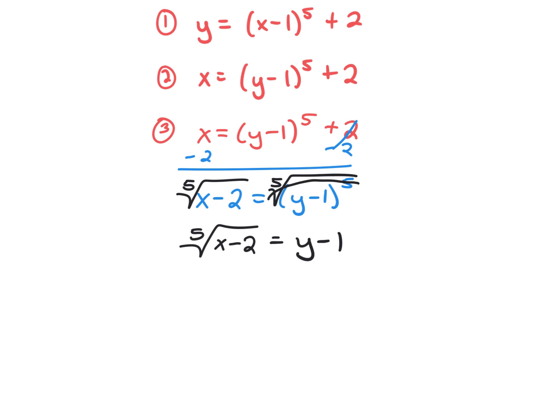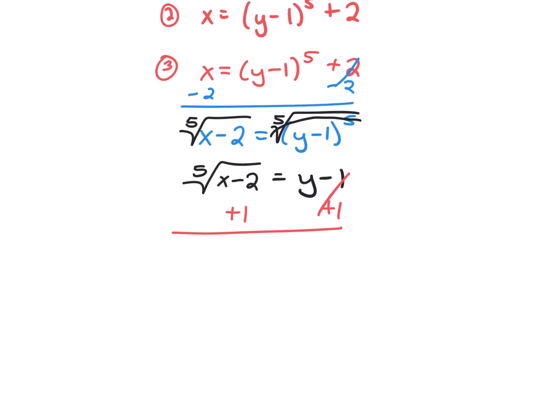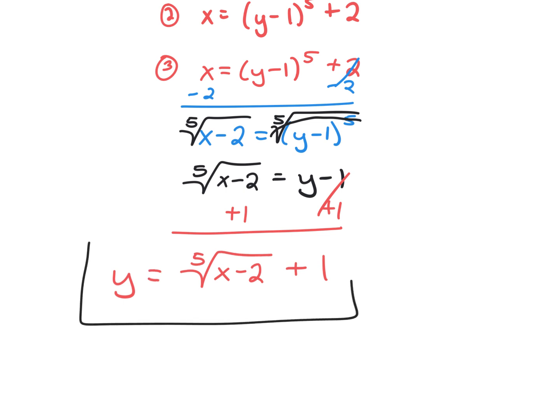And then what's my last step to get that y by itself? Add 1 to both sides. Does that 1 go inside the radical or on the outside? It does go on the outside. So we have the 5th root of x minus 2 plus 1, I'll write it over here, equals y, or y equals that. Again, it doesn't matter how you write that.